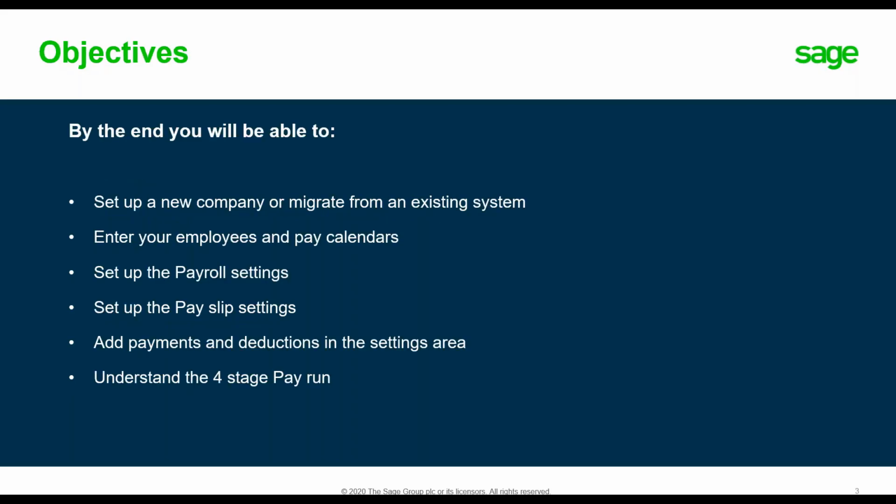So in today's objectives, by the end, you'll be able to set up a new company or migrate from an existing system, enter your employees and pay calendars in, set up the payroll settings, set up the payslip settings, add any payments or deductions in the settings area, and understand the 4 stages of a pay run. Also, we'll go through any reports as well, what's available in Business Cloud Payroll.